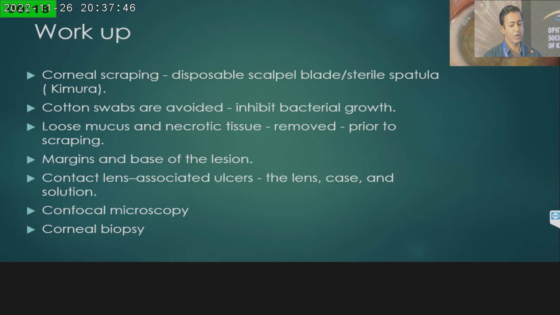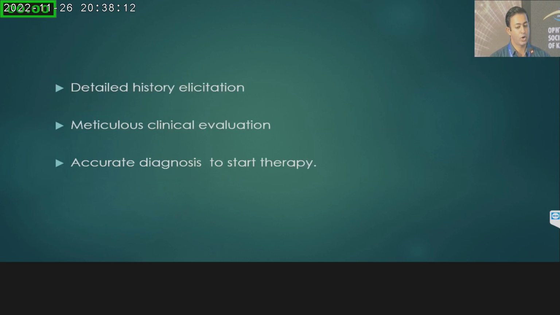The workup usually involves corneal scraping, which will be dealt with in detail in the next topic. Cotton swabs are usually avoided. Scrape from the margins and the base of the lesion, and whenever you have a contact lens user, do a culture of the contact lens case and the solution. Confocal microscopy is especially useful whenever you suspect acanthamoeba, where you have double walled cysts. In cases where your culture does not yield sufficient results, you might have to go for a corneal biopsy.